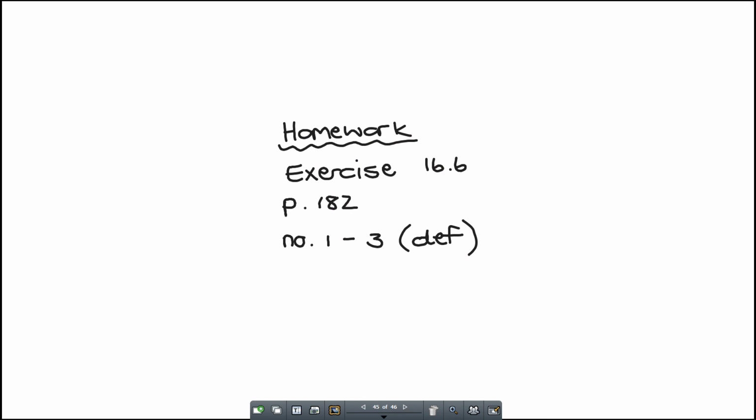Your homework is exercise 16.6 on page 182, number 1, 2, and 3. But you will see in brackets, you do D, E, and F of each number. So 1, D, E, F, 2, D, E, F, and 3, D, E, F. Any questions? Right. Then you guys can get started on that.